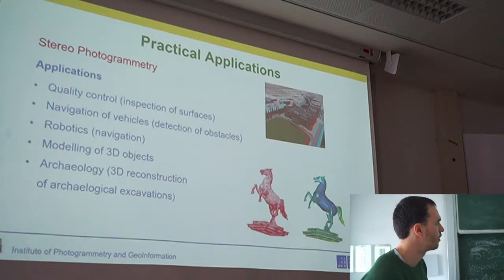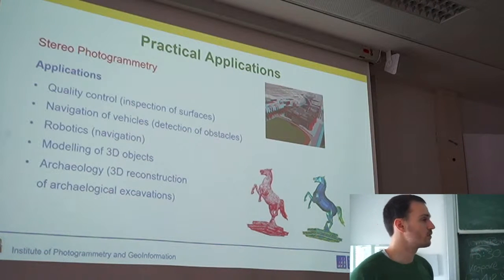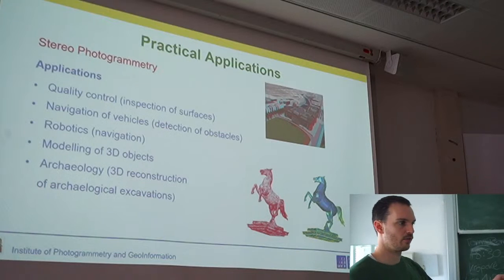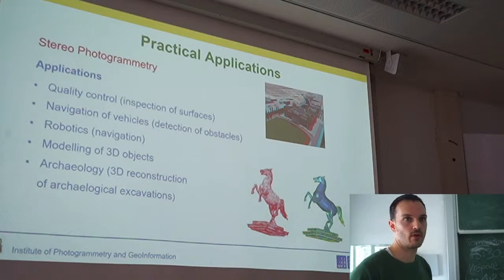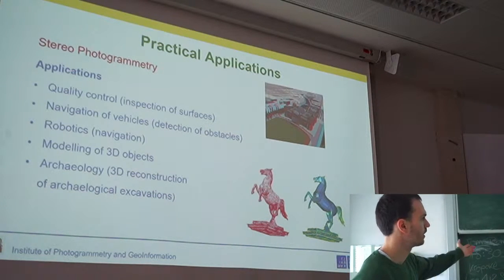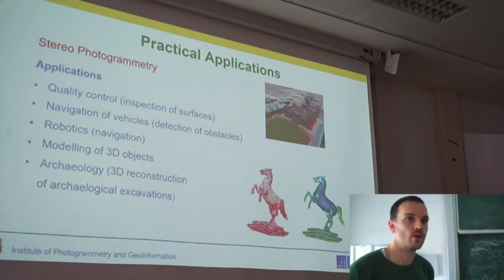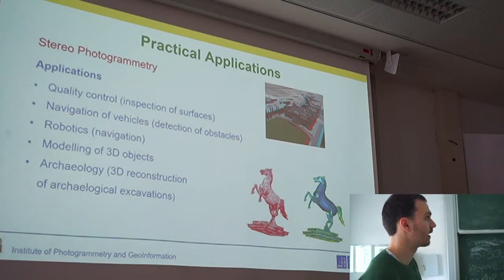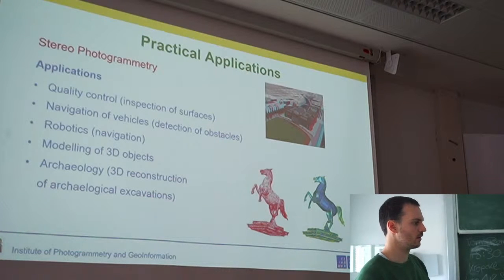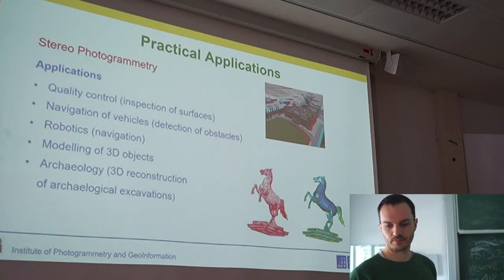And this is very important also for quality control. We can get very detailed 3D reconstructions of objects, and then again check, does the shape fit our expectations? We can use it for modeling of 3D objects, and again for robotics, like autonomous driving, but also robotics that try to grab things. They have to know how far the object is away, so they need depth information.